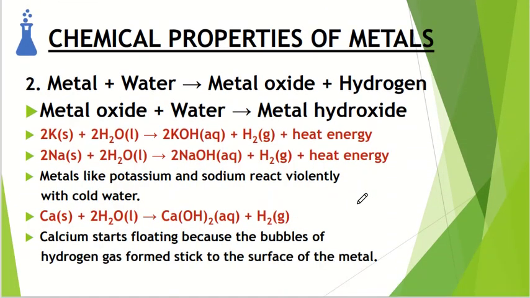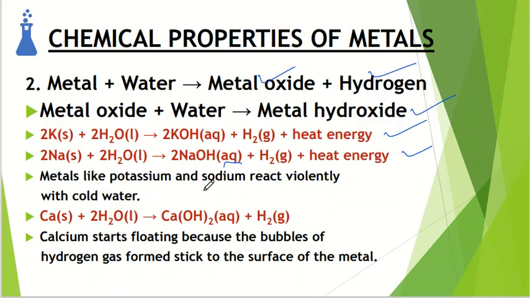Chemical properties of metals, again. Metal plus water gives us metal oxide and releases hydrogen. Metal oxide plus water gives metal hydroxide. You can see on the screen, potassium and H2O give us potassium hydroxide plus hydrogen and release heat energy. Sodium plus H2O gives us sodium hydroxide in aqueous form, and hydrogen gas and heat energy are released.